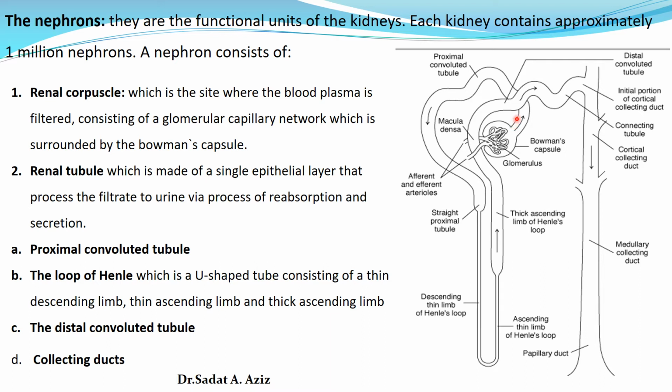Then the second structure of the nephron is the renal tubule. This elongated tube is called the renal tubule. The renal tubule is made of a single epithelial layer that processes the filtrate into urine through the processes of reabsorption and excretion. We will explain these processes one by one, okay?